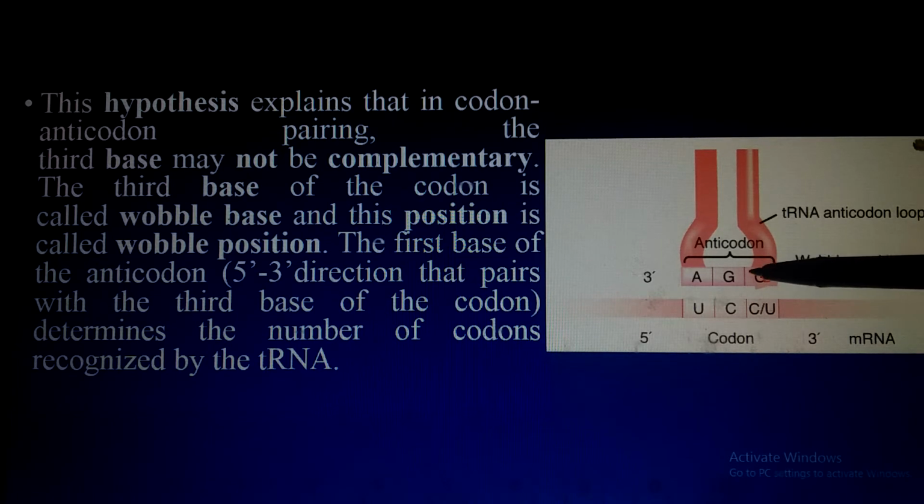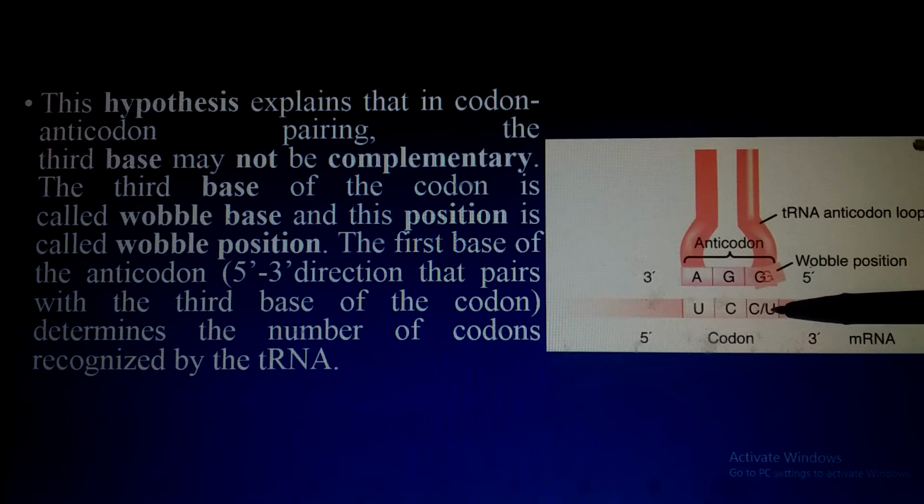Is it clear? This Wobble position does not follow the standard base pairing. Like here, G must be complementary to C. But in Wobble pairing, what will happen? G is complementary to C as well as U. Now this will help the anticodon to recognize more than one codon.